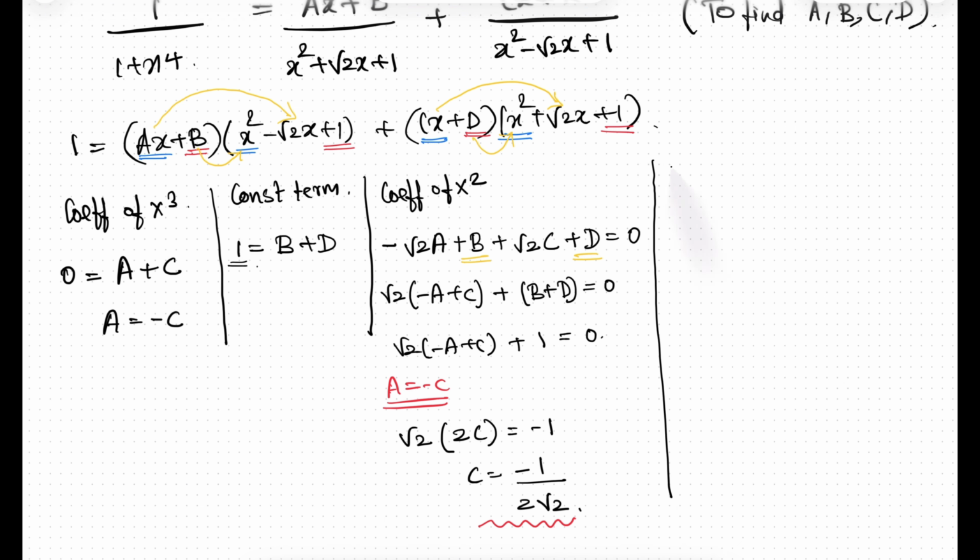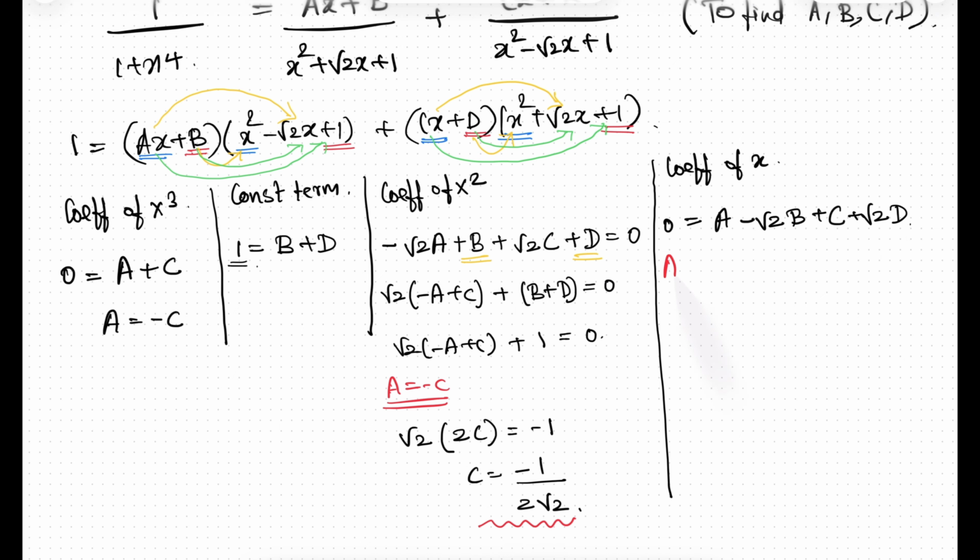Now let me compare the coefficient of the x term. On your left hand side we don't have anything, so it is going to be 0. To compare the coefficient of the x term, your ax has to get multiplied with a constant term, so you will be having a, and your b has to get multiplied with your x term, so you will be having minus root 2 b. And similarly for your second expression, your cx has to get multiplied with plus 1, and your d has to get multiplied with your x term. So you will be having c plus root 2 d.